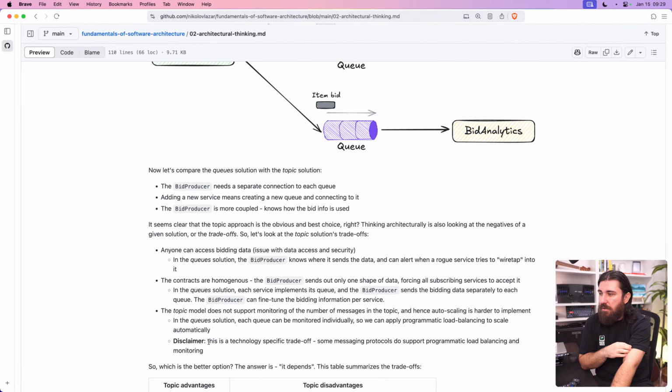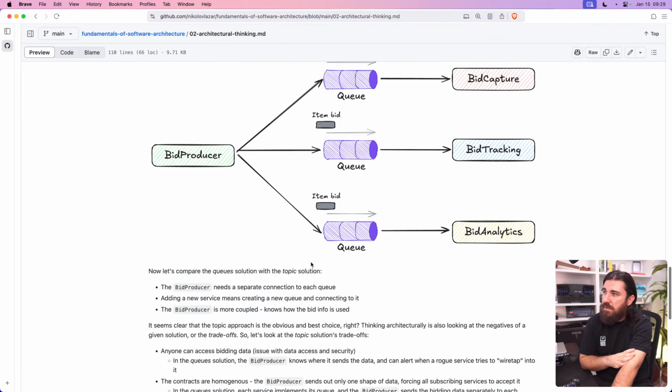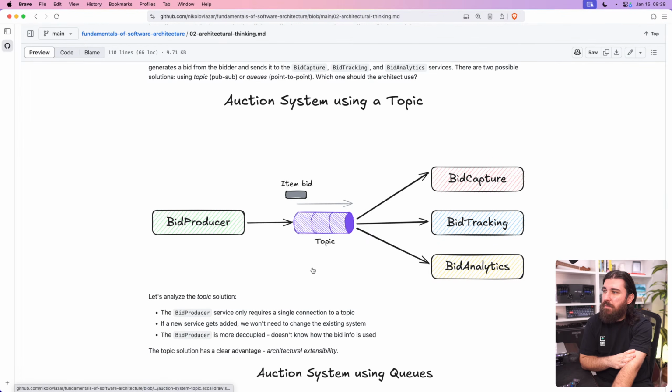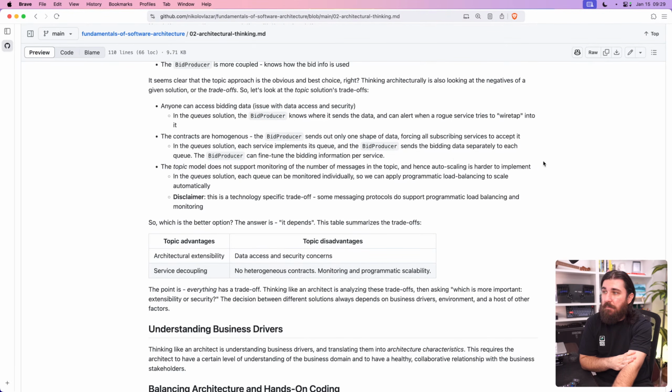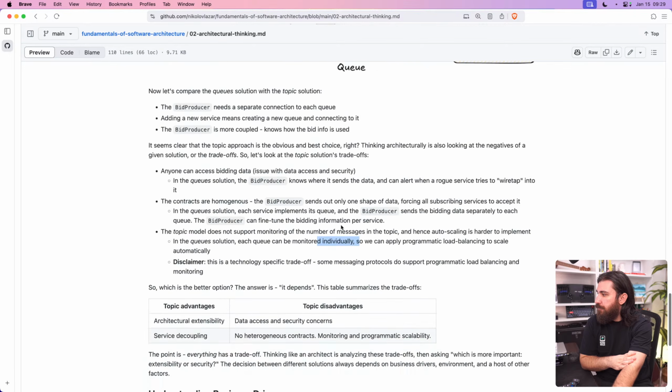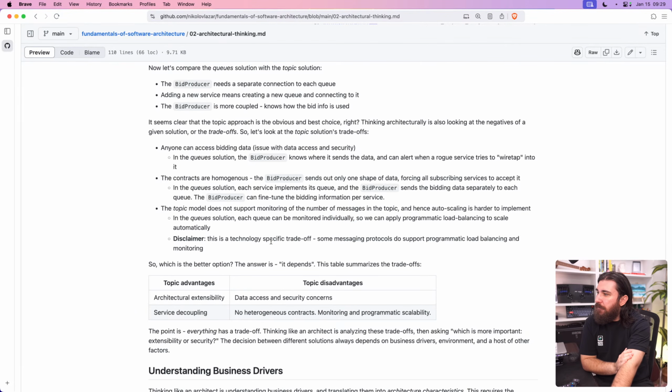Now, this is technology-specific trade-offs. Some messaging protocols do support programmatic load balancing and monitoring. There is a disclaimer that some topic implementations can support monitoring, but some don't. So there can be auto-scaling issues in this solution. In the queue solution, each queue can be monitored individually because there are separate queues, right? They can be monitored individually, and we can apply programmatic load balancing to scale them automatically.